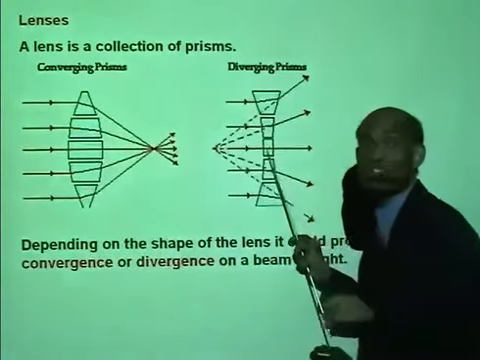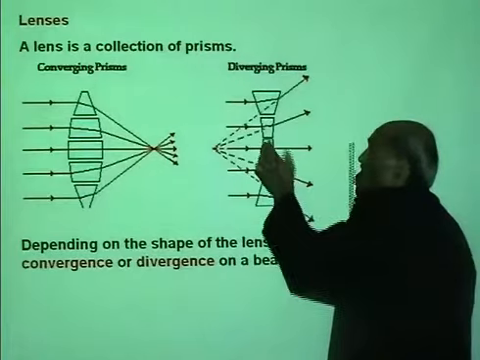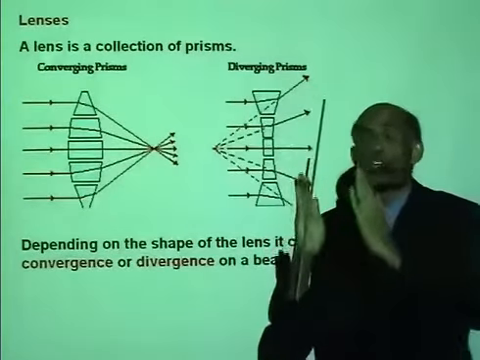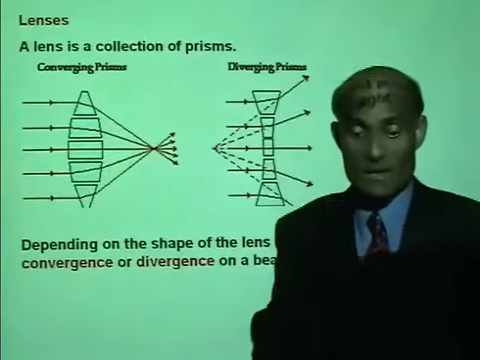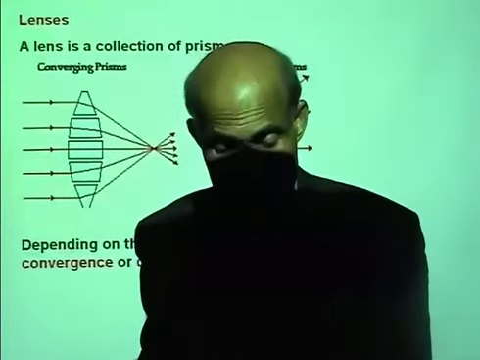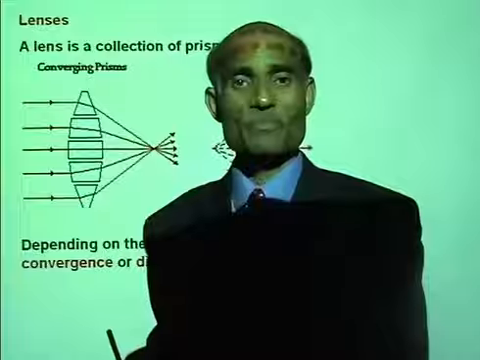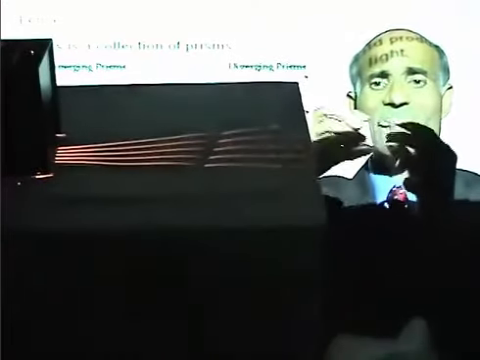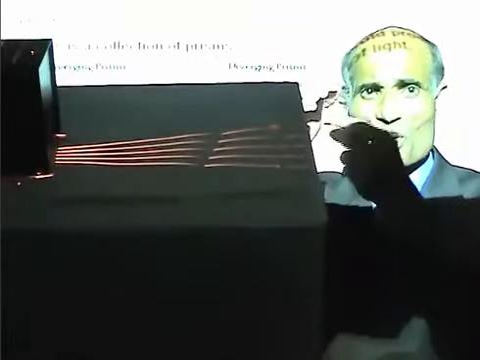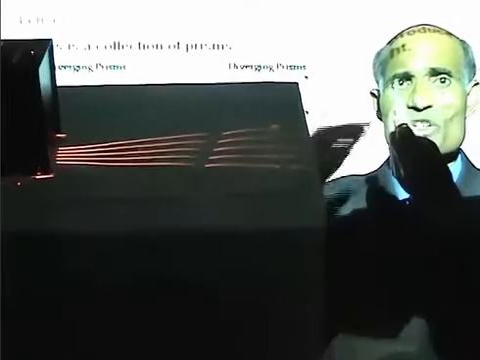Thick at the center and thin at the edges. Whereas a diverging lens will be thin at the center, and as it goes towards the edges, they will get thicker. Is that right? That is a diverging lens. Now here I have a diverging lens. Can you see this? Its center is thin. As you go to the edges, it gets thicker. And here I have a converging lens, which is thicker at the center and thin at the edges.